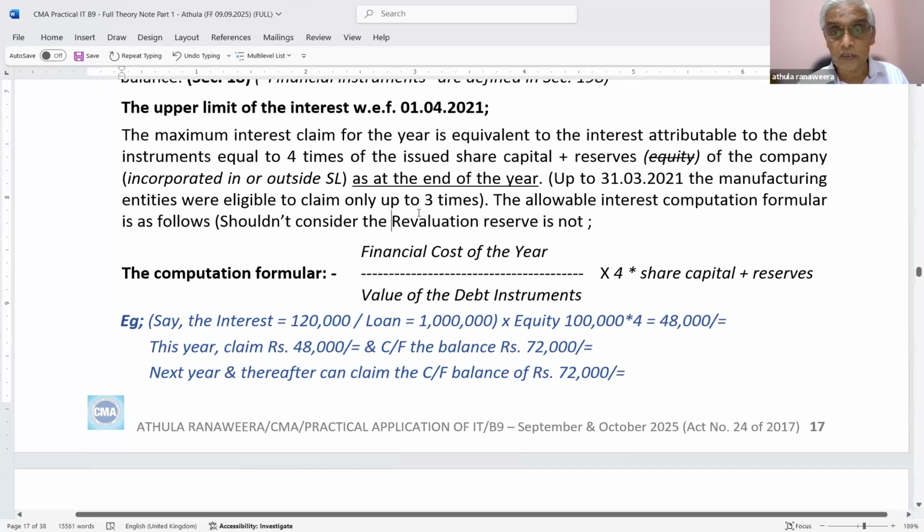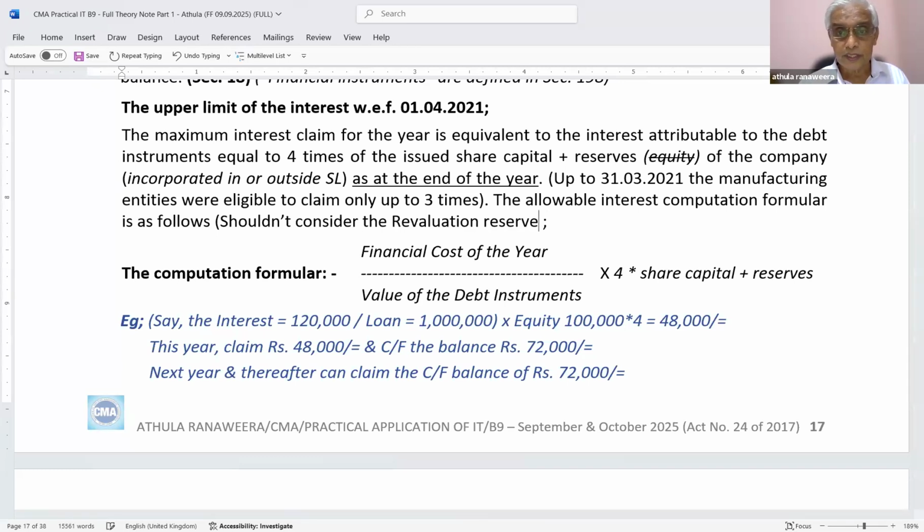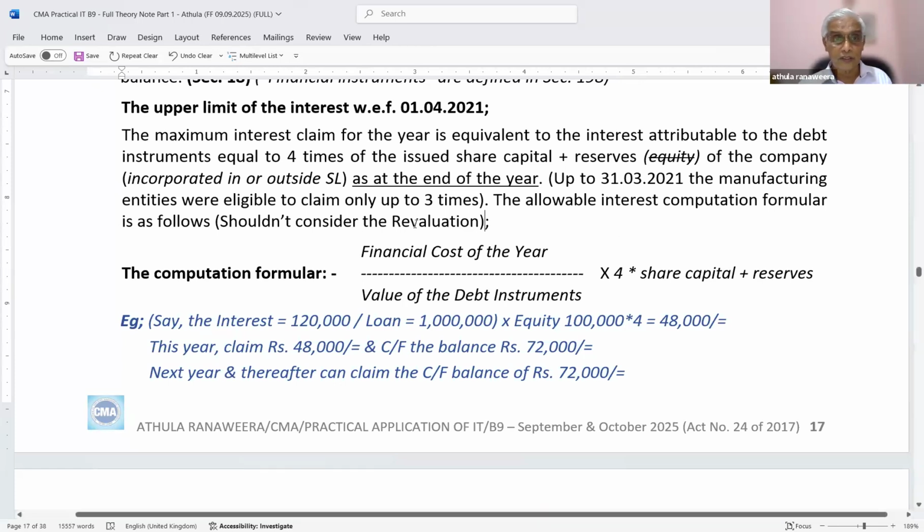Yes, you shouldn't consider the revaluation reserve. Good that you asked that question because I have overlooked to include that. Shouldn't consider the revaluation reserve.